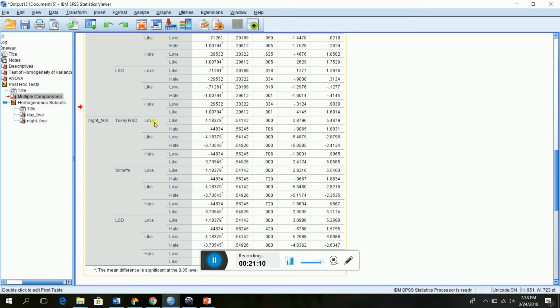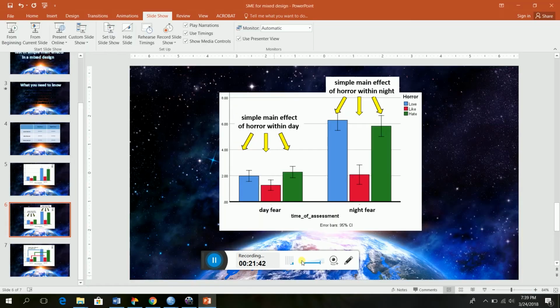So here's Tukey again, nighttime fear. We've already established that love and like are different. Love and hate are not different. All right, the 0.706 is above 0.05, so that's not a significant difference. And then the last comparison that we need to make is between like and hate. So if we compare these two, we learn that they are also significantly different from each other. All right, so we've got love and like, and we've got hate and like.